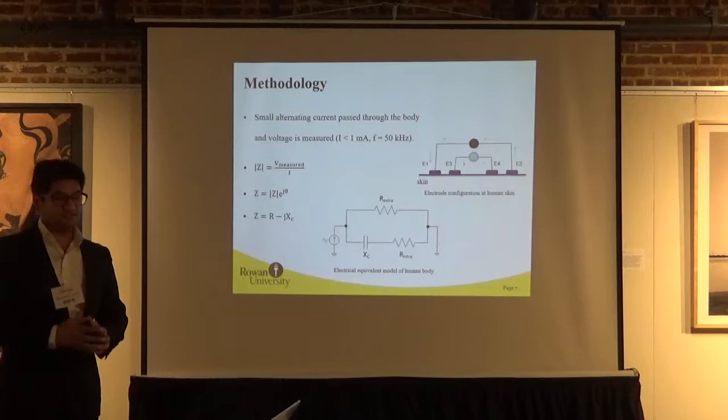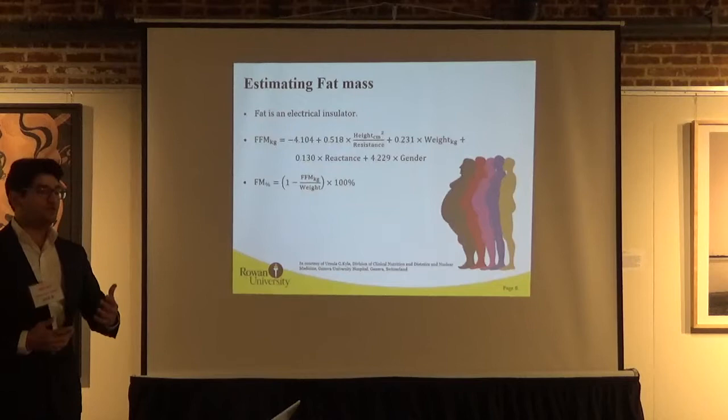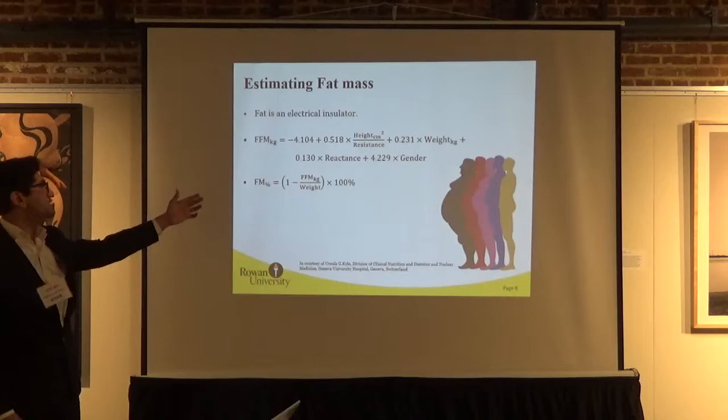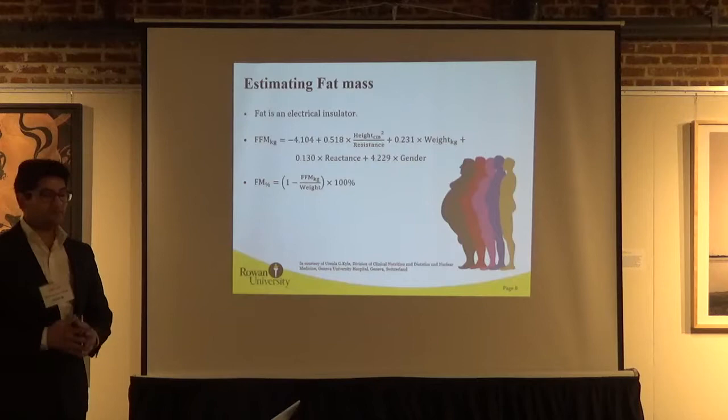Once the resistance of the human body is known, there are many equations that can estimate the fat mass. We went through a bunch of equations, and we picked the one that shows the most correlation. This equation takes your height, weight, age, and gender, along with the resistance and reactance components from the impedance, and it calculates the fat-free mass. Since fat is an electrical insulator, the bioimpedance measures everything except fat. So once you get the fat-free mass of the human body, you just subtract it from the weight, and you get the fat mass.